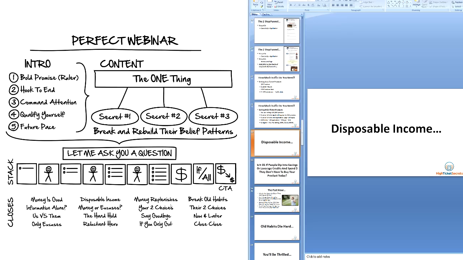Okay, money replenishes close. This one is one of my other favorite ones. So the concept of money replenishes is, look, every single month you get a paycheck. In fact, I wonder where I put this one in here.